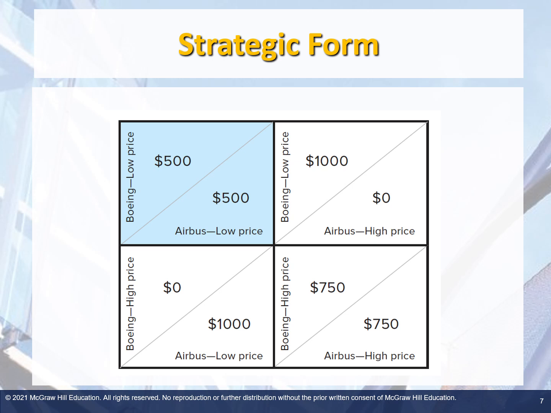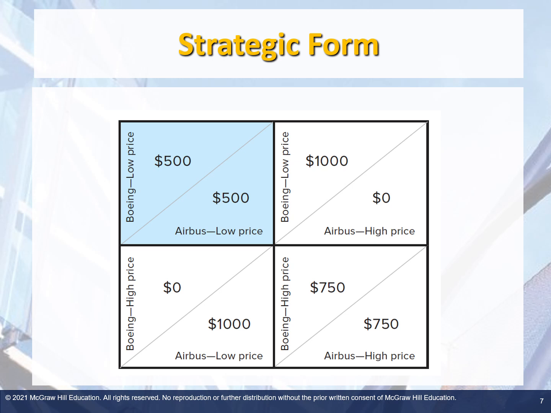Now here's the key insight. What's Boeing's best strategy? Well, let's think through this systematically. If Airbus bids high, Boeing should bid low. Say 1,000 million is greater than 750 million. If Airbus bids low, Boeing should still bid low, 500 million is better than zero. No matter what Airbus does, Boeing is better off bidding low. That's called a dominant strategy.